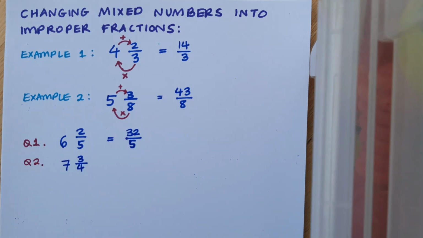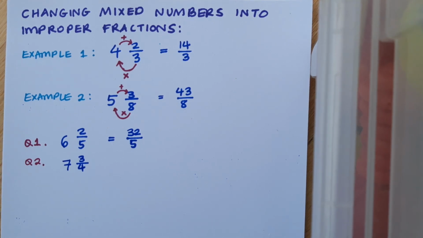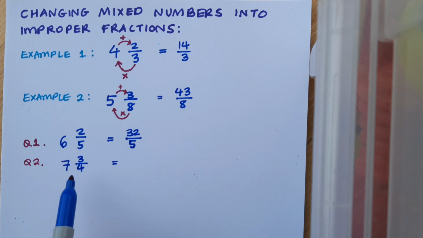And here's a second question for you. 7 3/4. Change this into an improper fraction. Again, pause, try it out, and then play and check and see if you're right. Okay, so 4 by 7 is 28, plus 3 is 31. So I've got 31 over 4, and again, the denominator didn't change, it stays as 4.